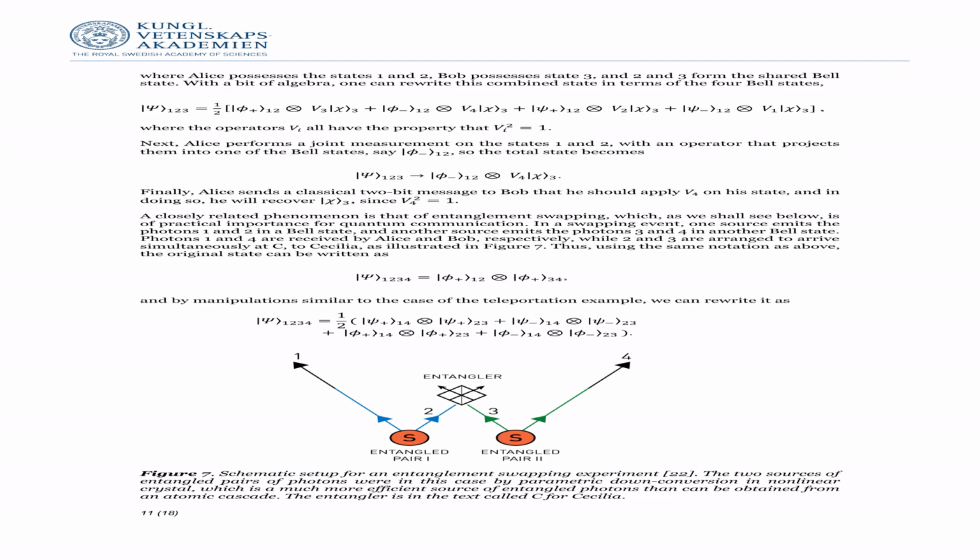Figure 7. Schematic setup for an entanglement swapping experiment, 22. The two sources of entangled pairs of photons were in this case made by parametric downconversion in a nonlinear crystal, which is a much more efficient source of entangled photons than can be obtained from an atomic cascade. The entangler is in the text called C for Cecilia.